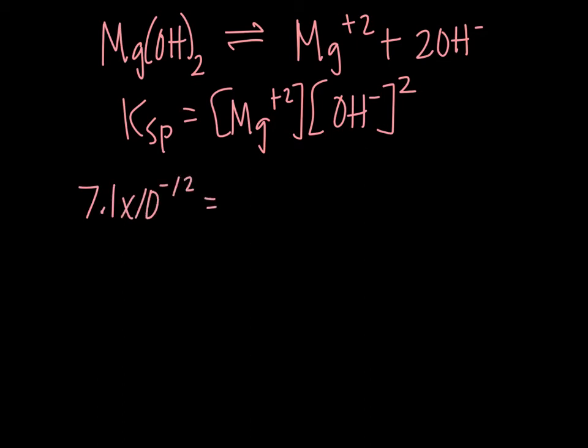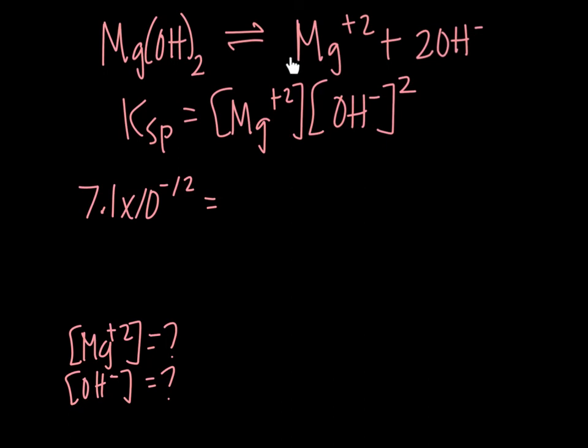All right, so now let's do our math. Let's do our algebra and what we want to solve for. So our question will be, what is the magnesium concentration? Okay, let's find the magnesium concentration and let's find the hydroxide concentration. Okay, so let's find both of those. All right, let's take a look here. The coefficient here is a 1. Okay, so the magnesium is going to be X.